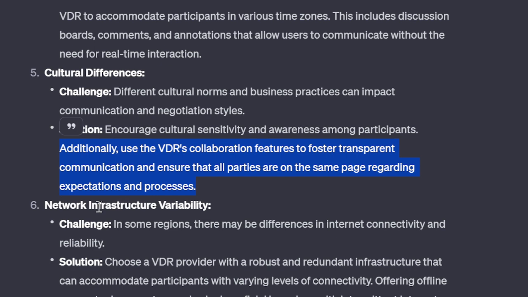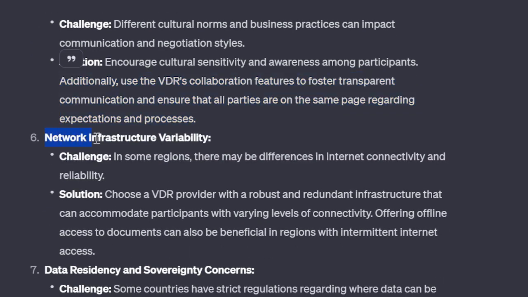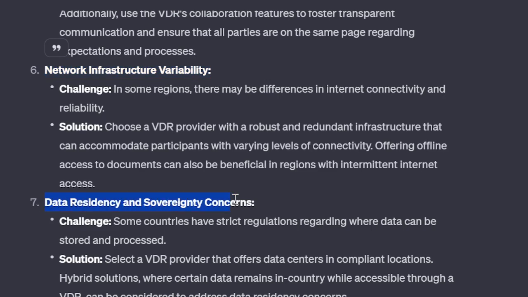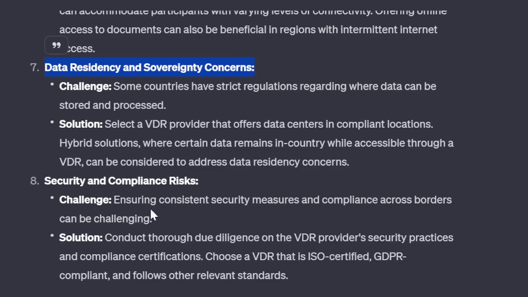expectations and processes. Number six, network infrastructure availability. Number seven, data residency and sovereignty concerns. Number eight, security and compliance risks.